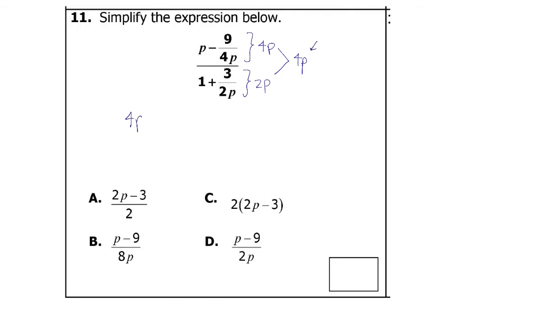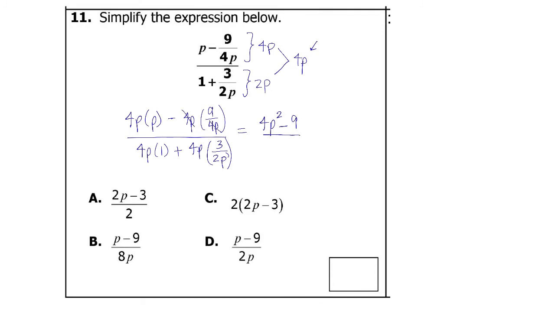So I'm going to have 4p times p minus, and then 4p times 9 over 4p. And then all of that's over 4p times 1 plus 4p times 3 over 2p. All right, now let's see what we can do in this. So I'm going to have 4p squared minus, well, those 4p's will cancel, so leaving me 9 over 4p. And then it looks like the 2p will cancel here, leaving a 2. So we're going to get 4p plus 6.